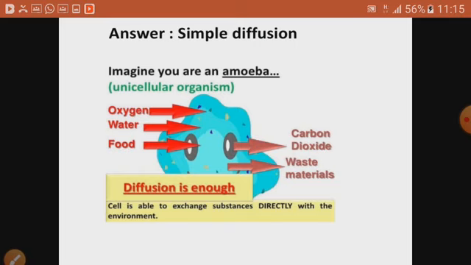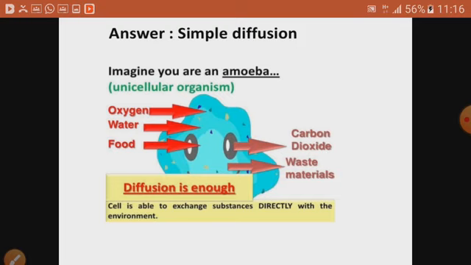The reason is that we are multicellular, we have a complex body design and all our cells are not exposed to oxygen. In our case, our interior cells won't get oxygen with the help of diffusion, but we are lucky that we have the respiratory system for that. So diffusion alone cannot be enough in multicellular organisms, but in unicellular organisms like amoeba, with the help of the diffusion process, they can take up water, food and oxygen. So this is the reason.